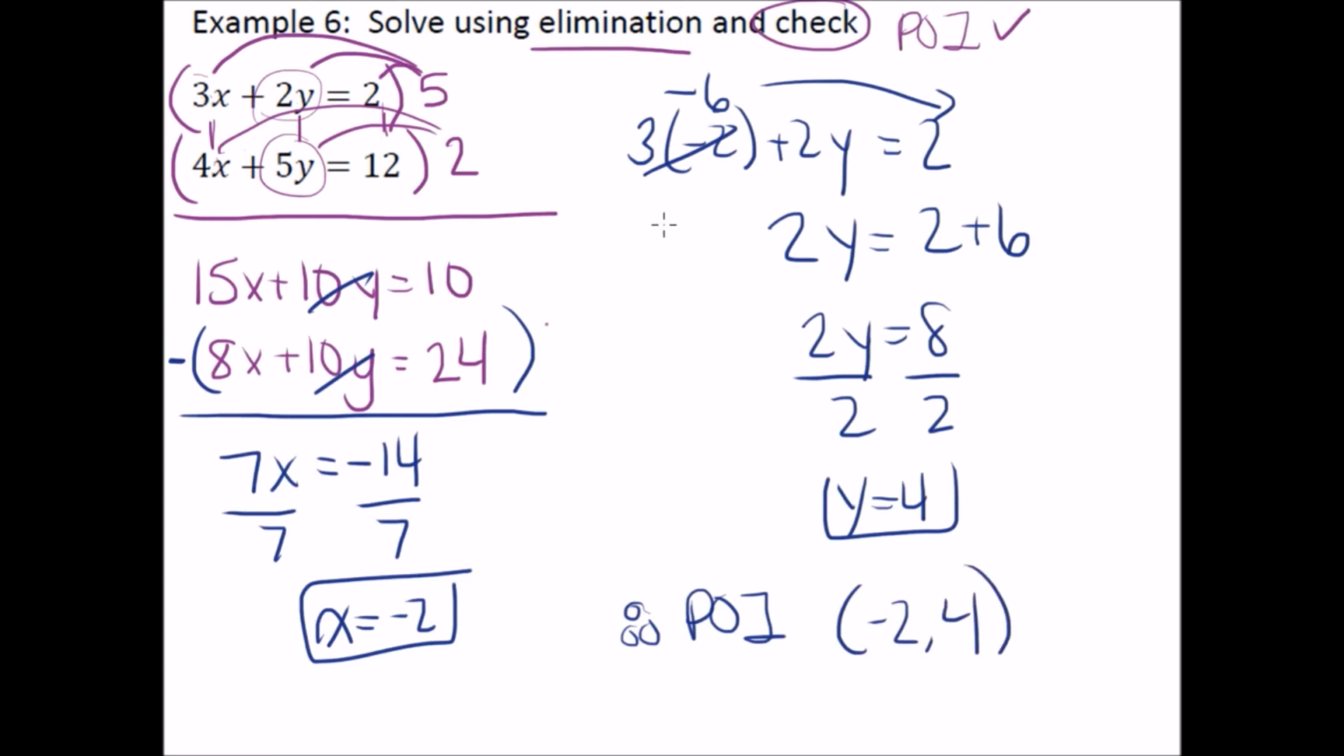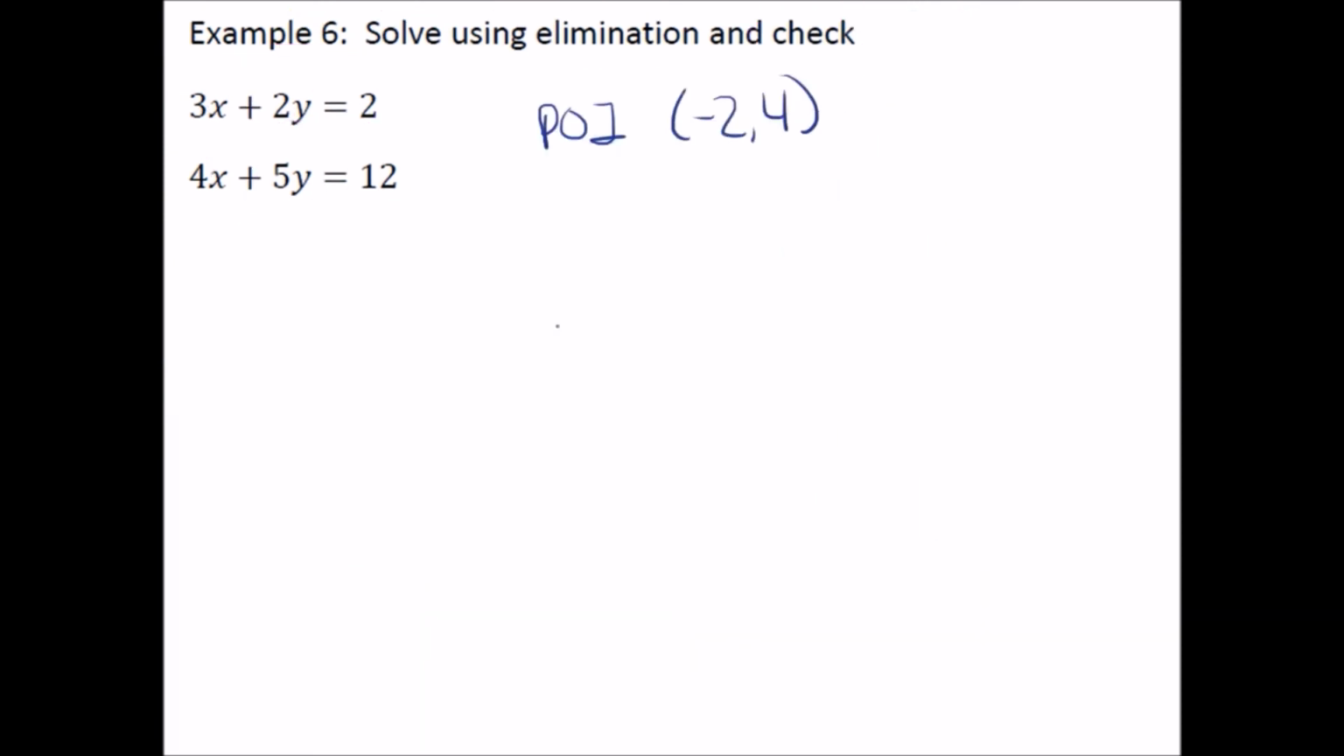Okay, I'm going to erase this page, but we're going to check that (-2, 4) is indeed the point of intersection. So we're going to do a left side, right side check, but for both of these equations. The point of intersection has to satisfy both of the equations, so we can't just sub in (-2, 4) into one of the equations. We have to do it for both.